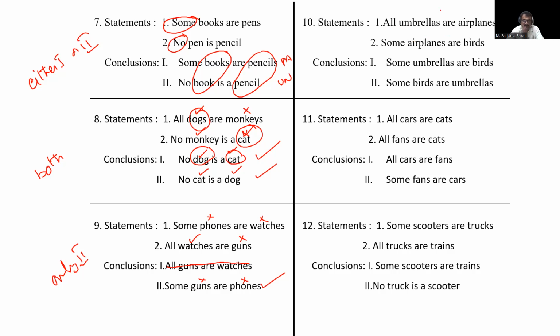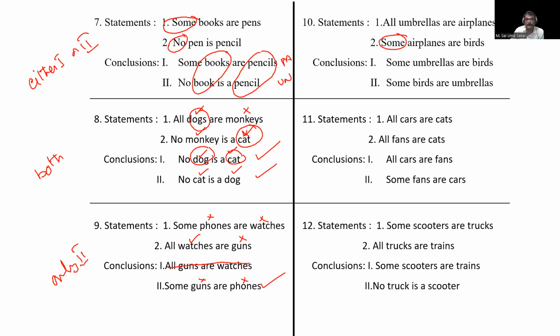Now come to the mediate inference. If one of the statements is particular, the conclusion must be particular. Here both conclusions are particular. Now we will check which of these two conclusions are valid. Some umbrellas are birds. Here what is the middle term?